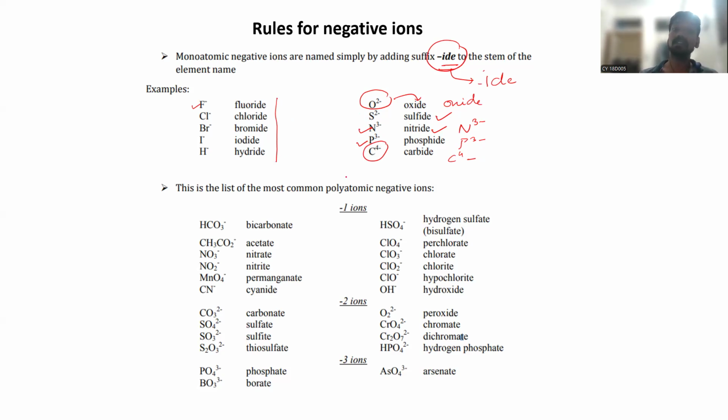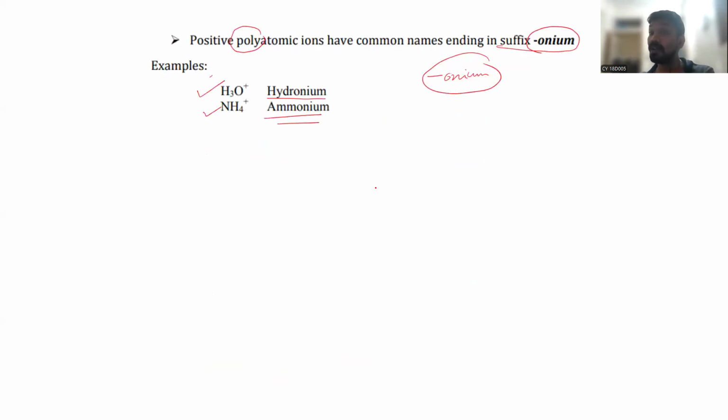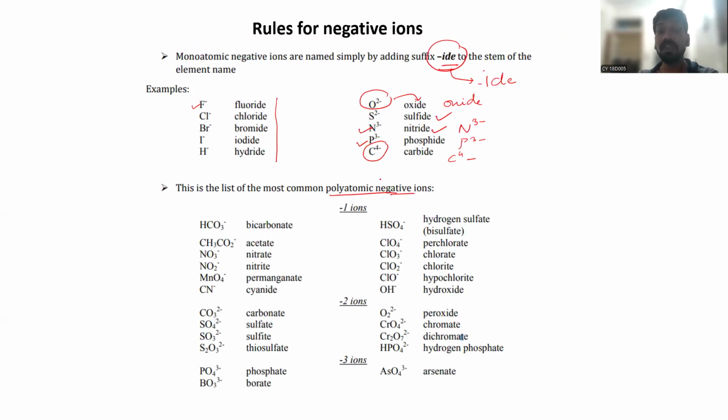Now what are we going to discuss about polyatomic negative ions. Already we discussed polyatomic positive ions. Next we are going to discuss polyatomic negative ions. Polyatomic means there are many elements in one species and they have different charges. So first we are going to discuss polyatomic negative ions with one negative charge. Then polyatomic negative ions with 2 negative charge and 3 negative charge.